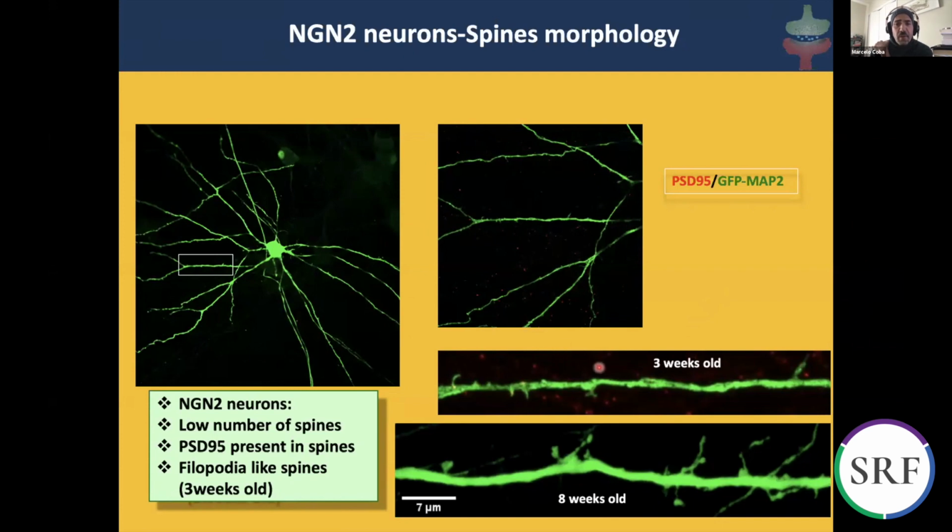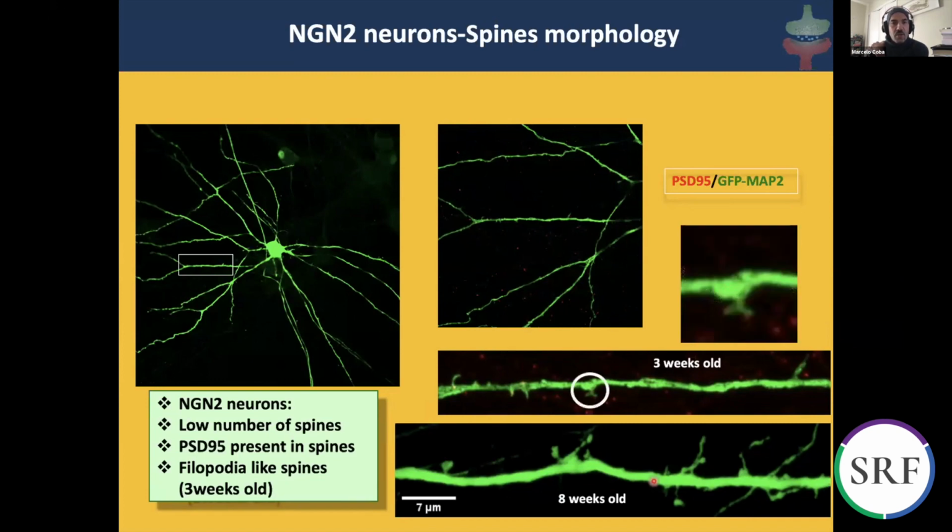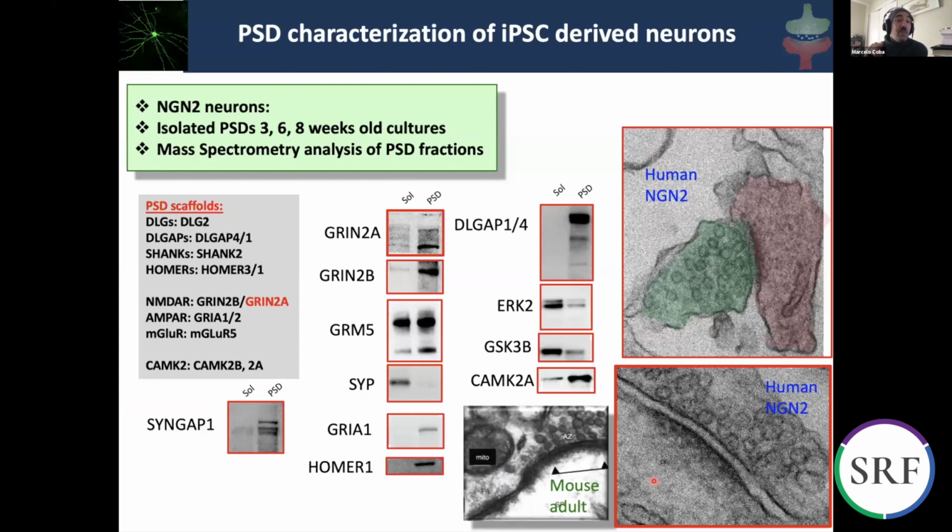So these are just pictures of how these molecules, these neurons, are maturing through time. And I have a picture here at 3 weeks old where you can see lots of filopodia-like protrusions, and after 8 weeks old, you can start to see better synapses. But everybody that works with mouse models knows that these are not very many. You obviously have some dendrites with many more spines, but at the end of the day, you don't have as many spines as you could find in a mouse model, and these are really not very mature.